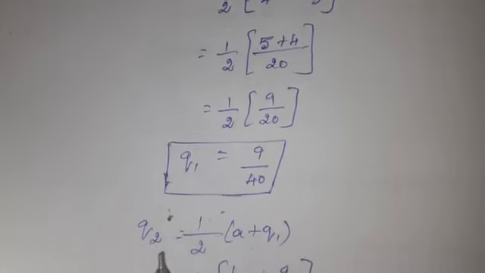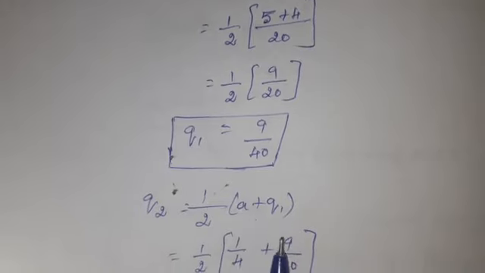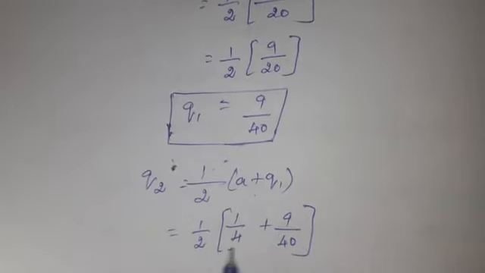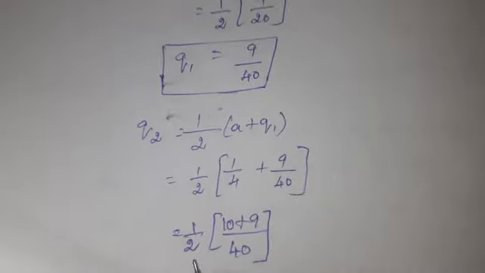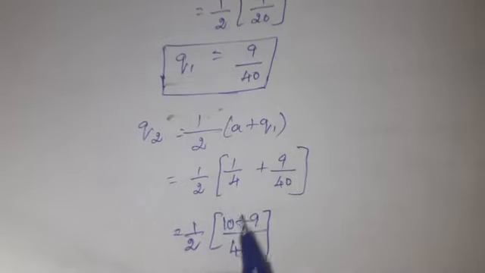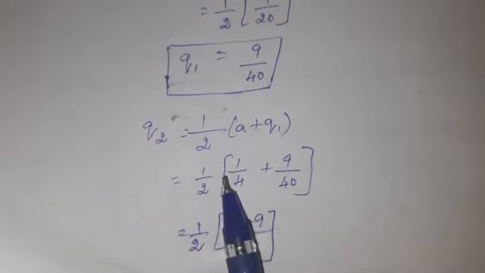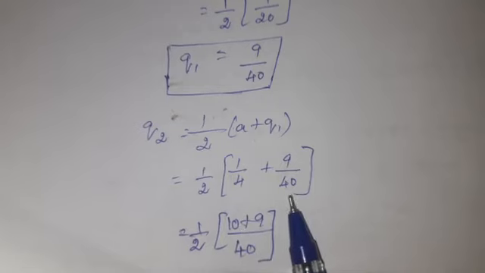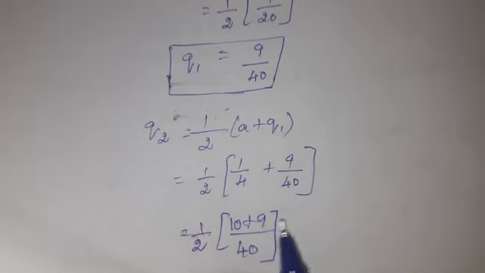Next you should find the second rational number. Q2 is equal to 1 by 2 into A plus Q1, is equal to 1 by 2 into A value, which is 1 by 4, plus the Q1 value, which we know is 9 by 40, is equal to 1 by 2. Here you should take the LCM for 4 and 40. LCM is 40. What number can we multiply with 4 to get 40? That is 10. That 10 should be multiplied with the numerator. So 1 into 10 is 10 plus, here the denominator is already 40, so no need to multiply. Directly you write the numerator present here: 9 and 10.